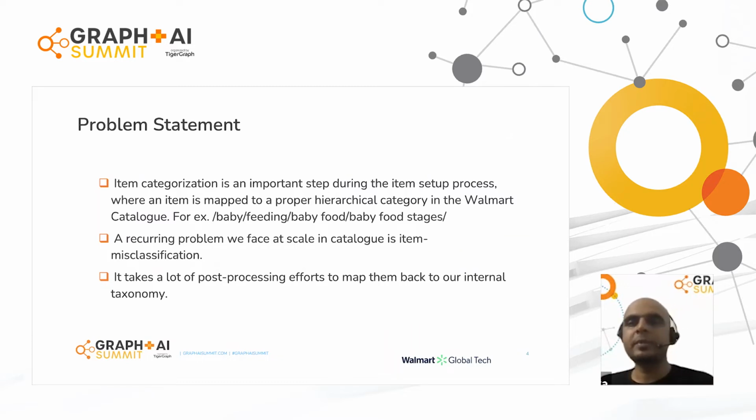For example, the baby food product which you are trying to search could be mapped to a hierarchical category called /baby/feeding/baby food/baby food stages. Now, if this item to category mapping is not done properly, it may lead to different problems, some of which I already highlighted in our introduction section. Not only that, it takes a lot of post-processing effort to map them back to our internal taxonomy. Hence, it's very important to have a proper item to category mapping in place.